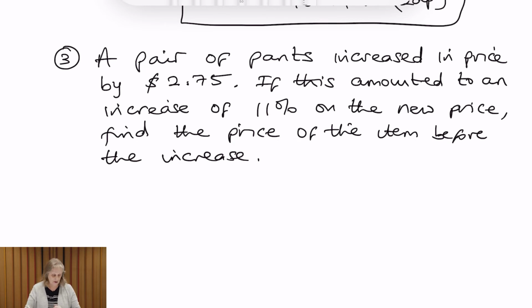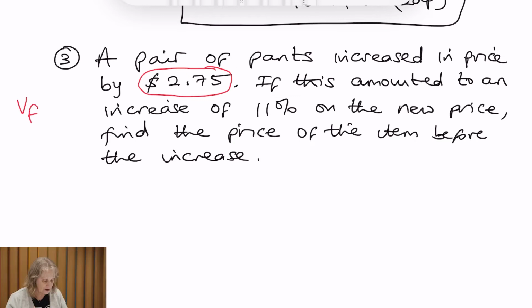Okay, so we're going to look at what values were given here. So this $2.75, the pants are increased by that price. So what that represents for our equation is our final value, subtract our initial value. So we've done that subtraction to get that value of $2.75.